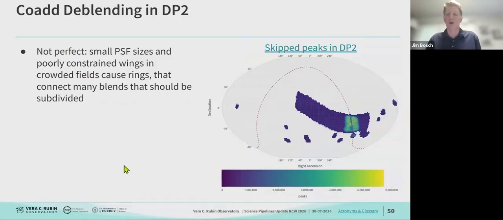Unfortunately, I don't have the same kind of plot for DP1 because DP1 didn't have all this data. But we are doing a lot better than we were before. But again, not nearly where we hope to be for DR1. Next slide, please.